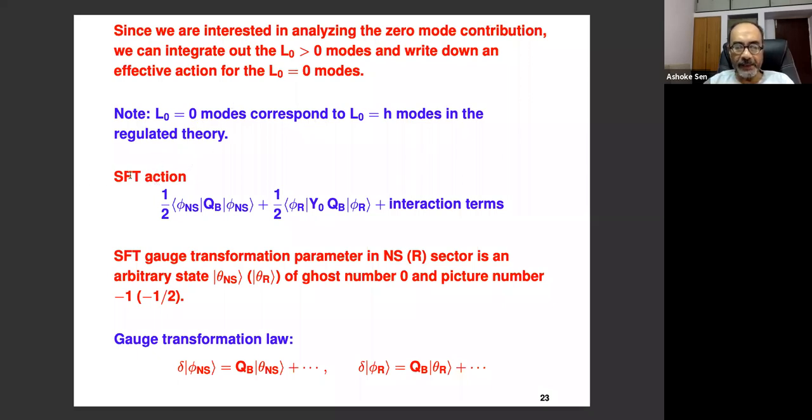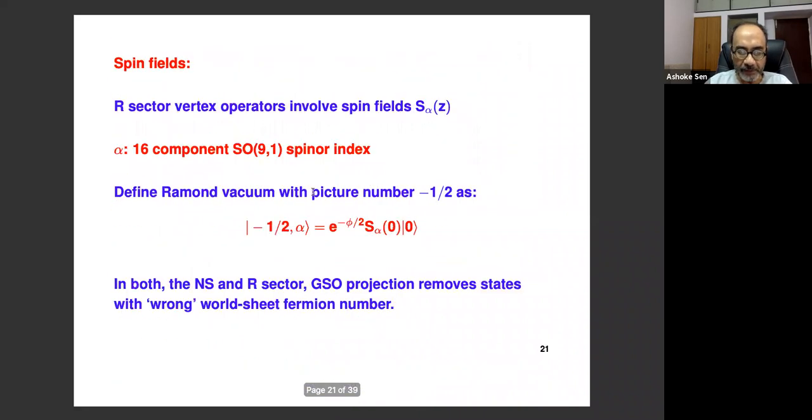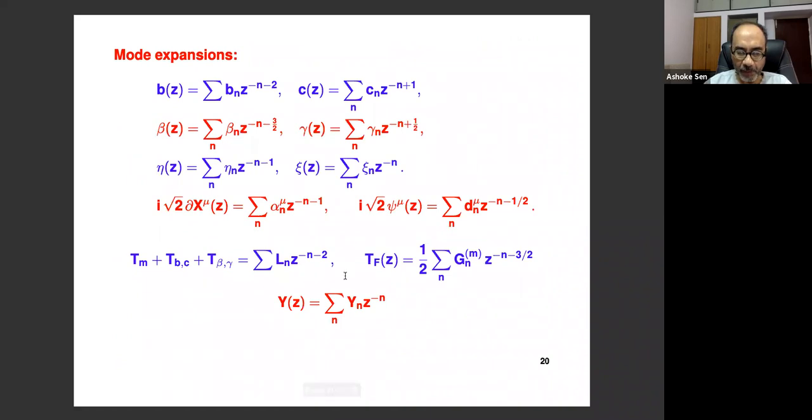Now we can write down the string field theory action, and that has this simple structure. In fact, we will mostly need the quadratic part, because we are trying to calculate the one loop determinant, essentially the annulus partition function. But there are also interaction terms in this. And here we see this Y0 appearing. Y0, let me remind you, is the zero mode in the expansion of the inverse picture changing operator.